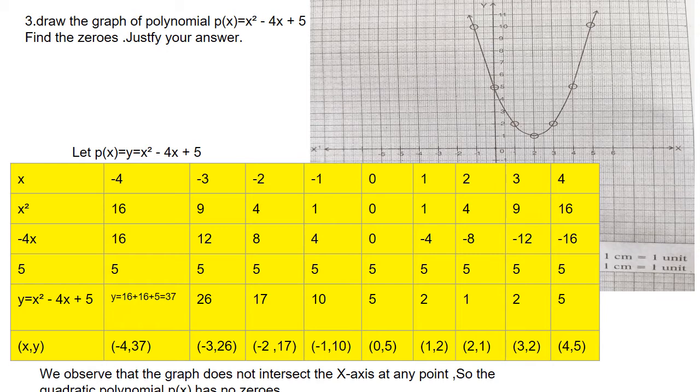Now we are substituting some values of x here. Suppose -4 is substituted in x^2 - 4x + 5. The first term is x^2.